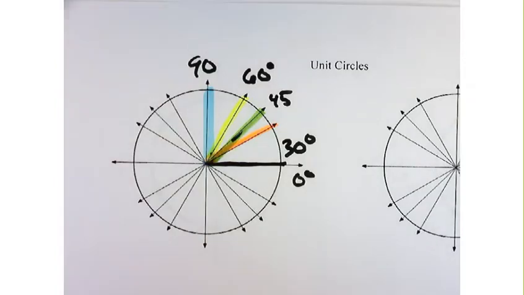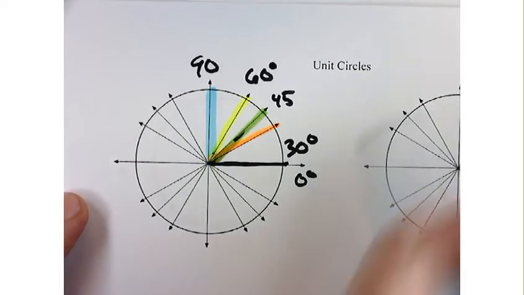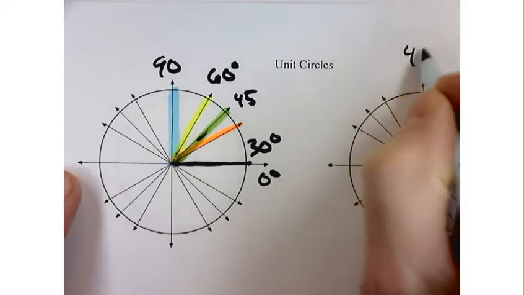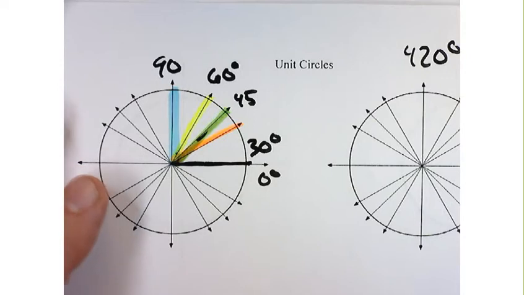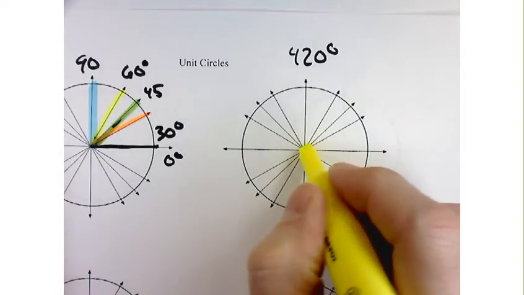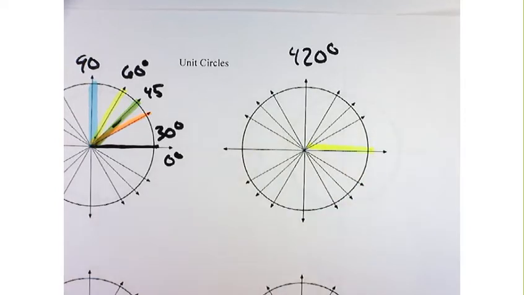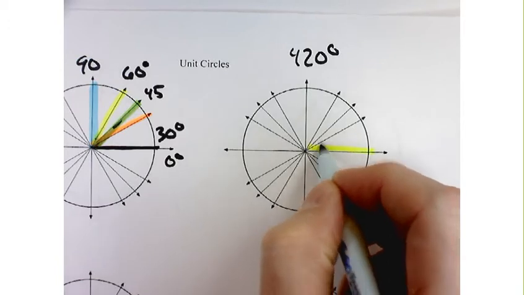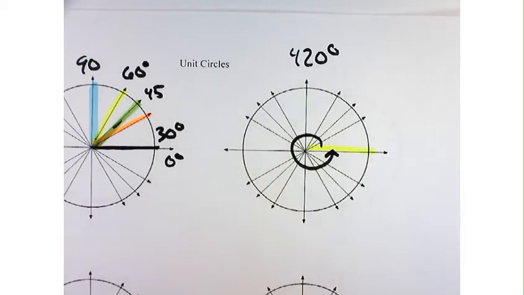Now, there's some interesting things that can happen when you're working with angles, and that is you can go more than once around the unit circle. So, for instance, if we wanted to look at 420 degrees, let's think about how I would draw 420 degrees. Well, I'm going to start with my initial side right here. That's your angle in standard position with initial side on the positive x-axis. And then 420 degrees means once around. How far is once around?